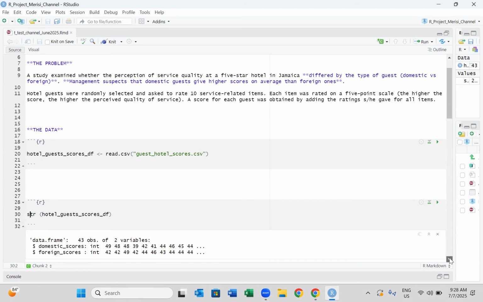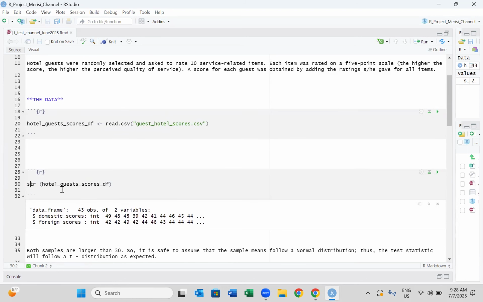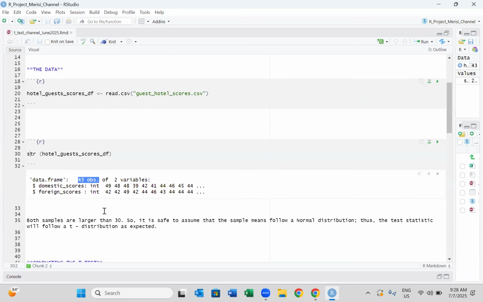Notice that in that data frame, as I said earlier, we have two columns only, one with domestic scores, which is a sample of the domestic scores, and another one with the foreign scores. And we have 43 observations for each column. That's an important number because, as I said here, both samples are above 30, so each sample has more than 30 elements.